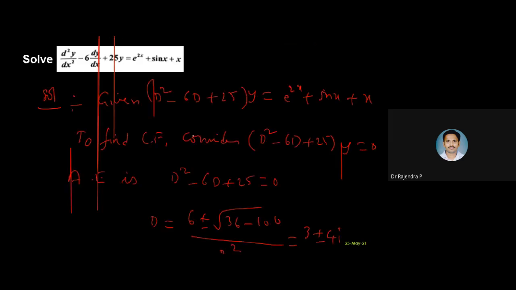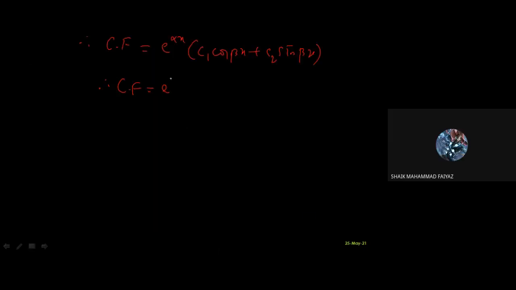So tell me the solution. The complementary function is e to the power of 3x. Suppose I have alpha plus or minus i beta form, then e power alpha x (c1 cos beta x plus c2 sin beta x). This is the form. So for this particular problem, what is the alpha value? 3, sir. Alpha is 3, beta is 4. So e power 3x (c1 cos 4x plus c2 sin 4x). Good. Now we'll go to the particular integral.